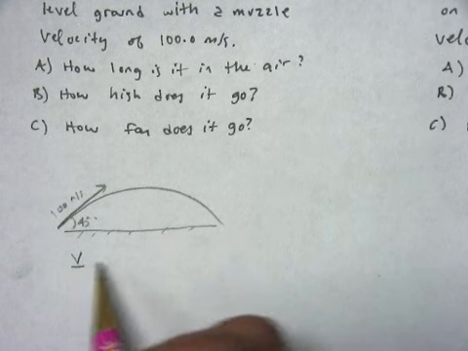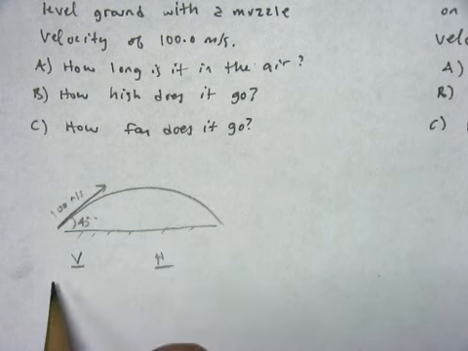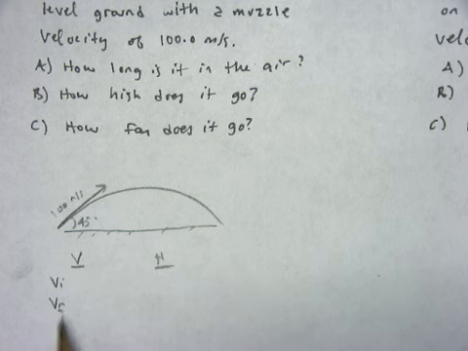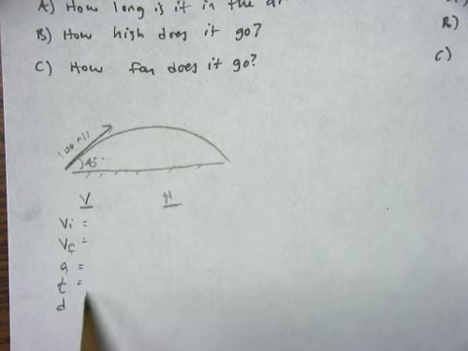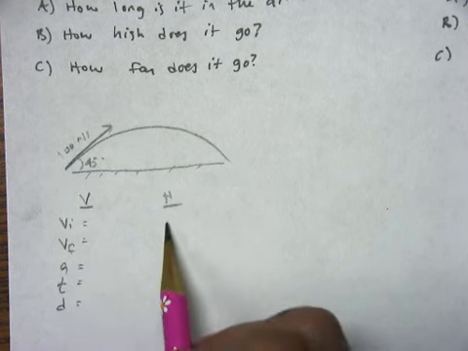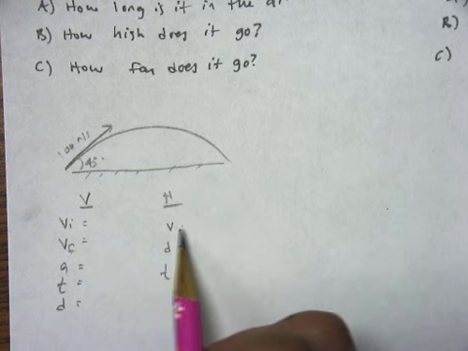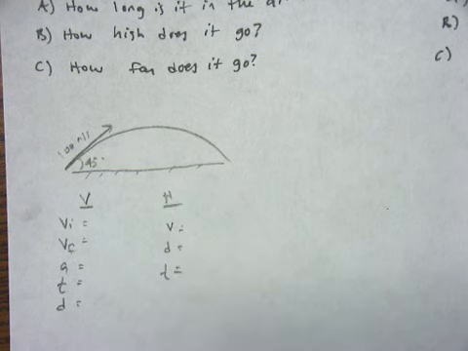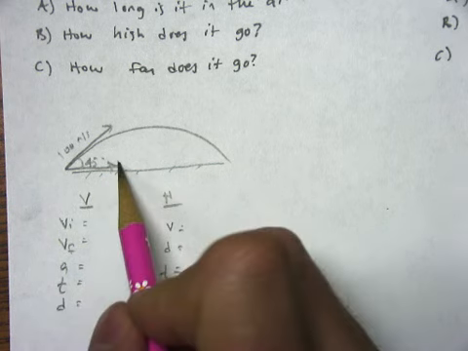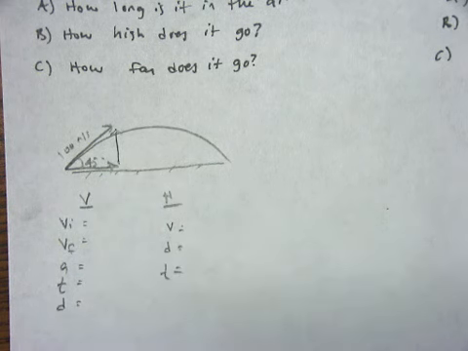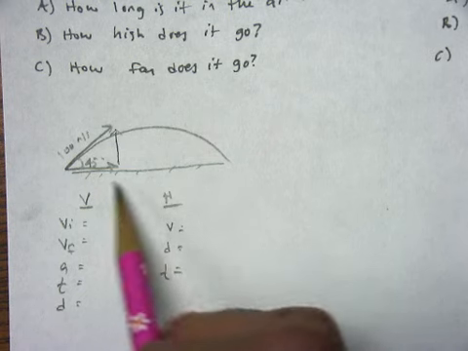So we break it into its vertical and horizontal pieces. Vertically, these are the things that I could know about this problem: initial velocity, final velocity, acceleration, time, and distance. Horizontally, it moves at a constant speed: velocity, distance, and time. So the first thing I have to do is find the horizontal component and the vertical component of my velocity. So I use the sine and the cosine.